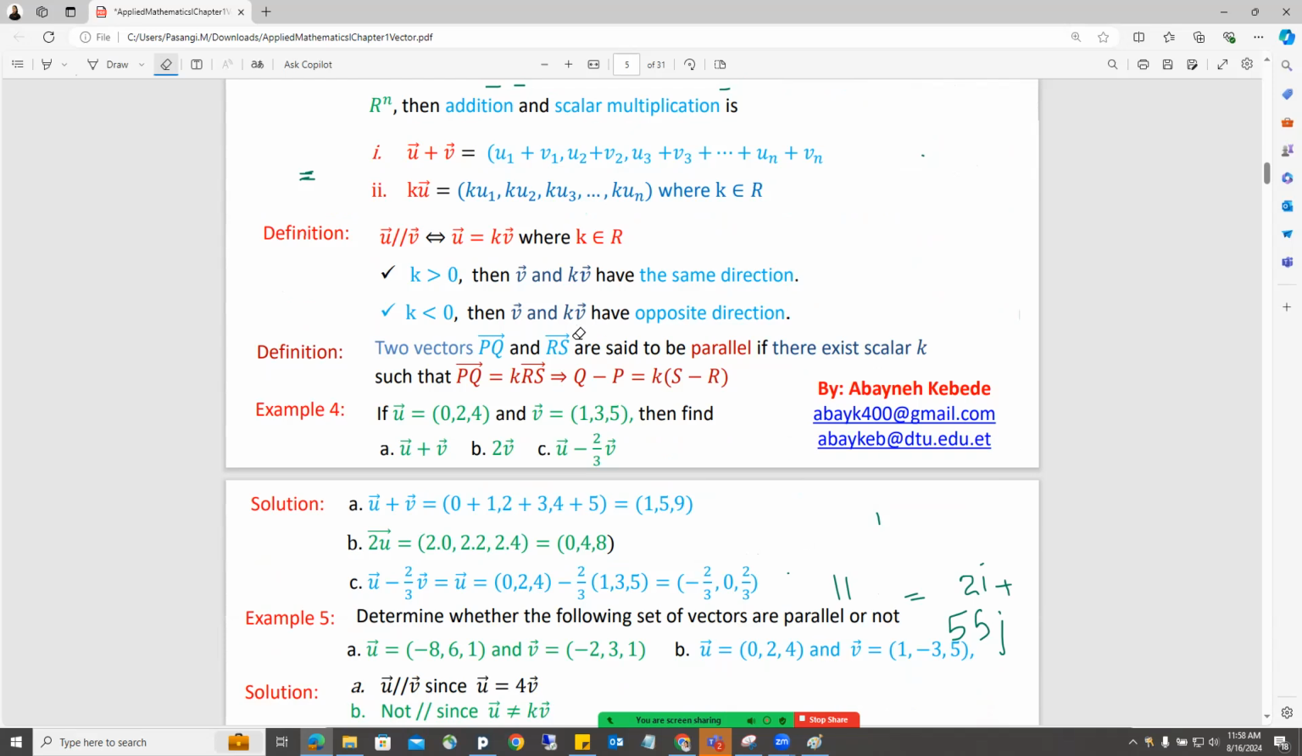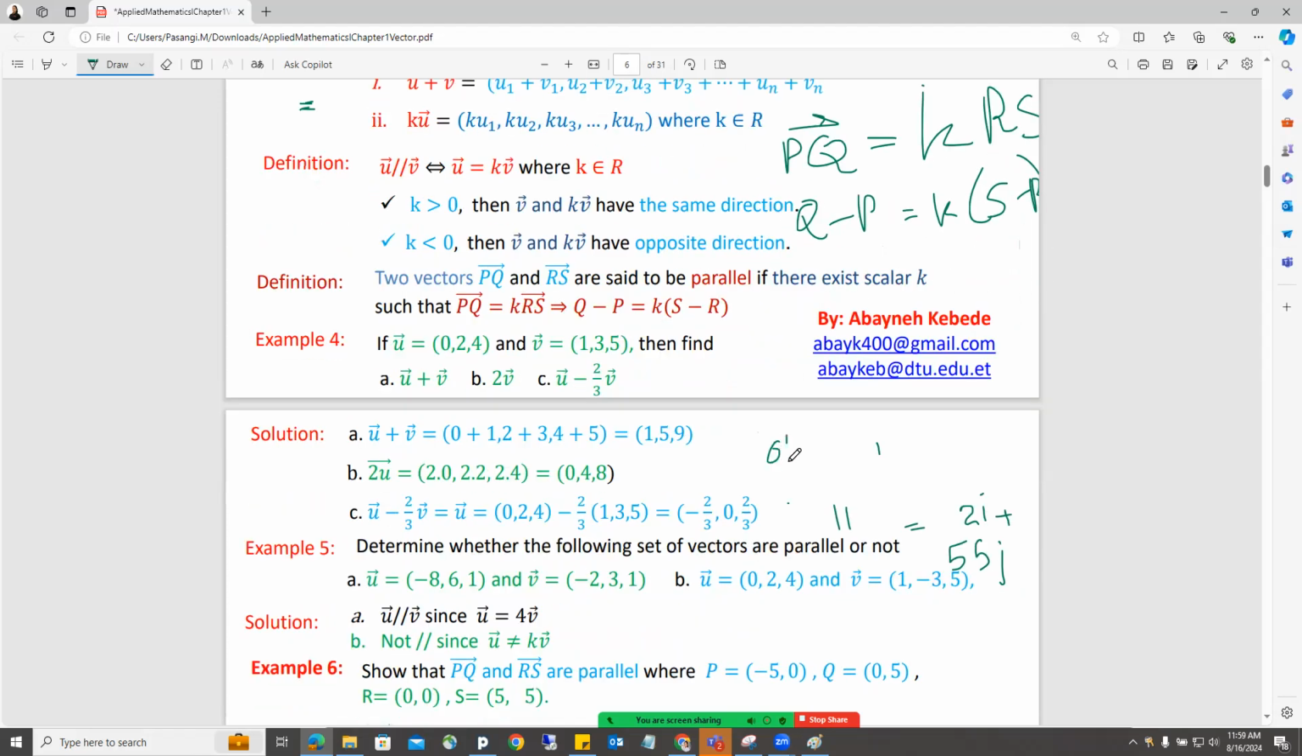Okay, so two vectors PQ and RS are said to be parallel if there exists a scalar K such that we can write vector PQ as K times vector RS. PQ means Q minus P, so Q minus P is equal to K times S minus R.